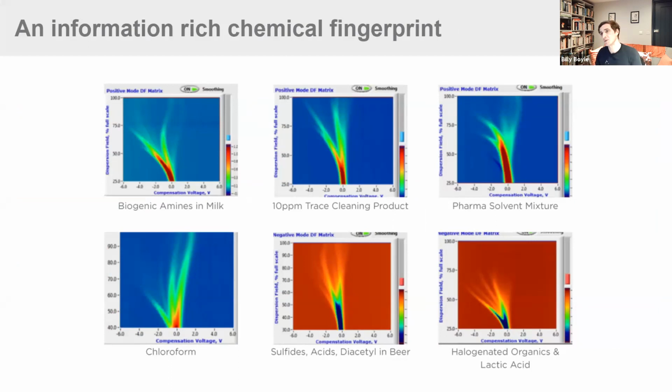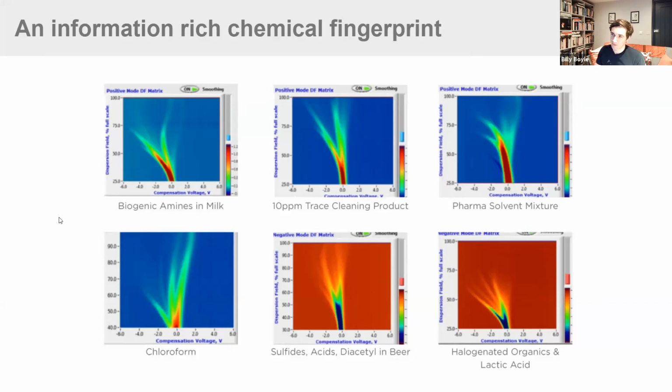So by changing these different parameters, you end up with a very information-rich fingerprint where the location of peaks and the shape of peaks are very characteristic of what a particular chemical is. So you can see here different types of examples from some of the industrial work that we've previously done in the past, where you have these very distinctive fingerprints for the different compounds.